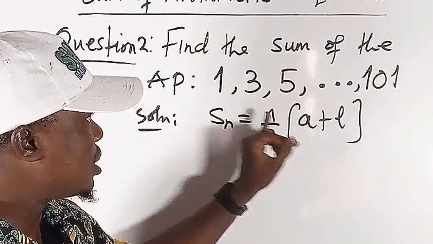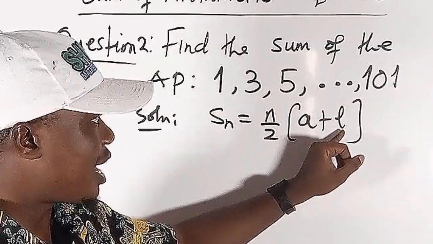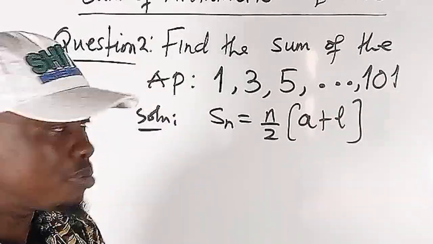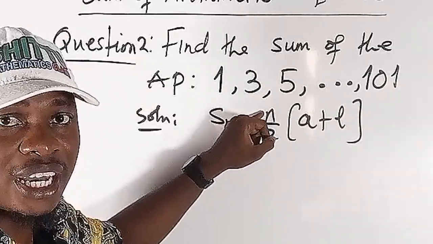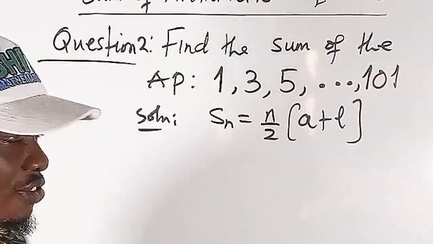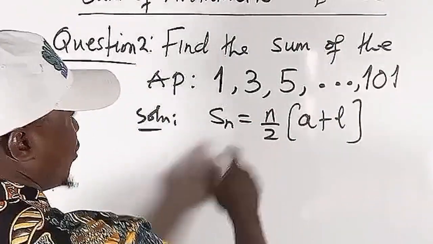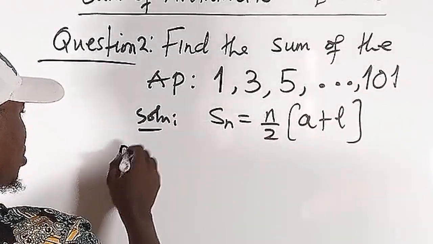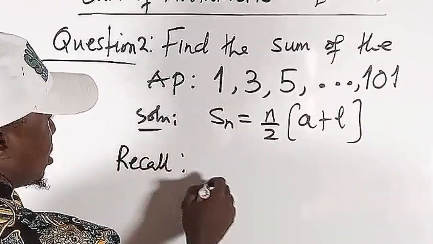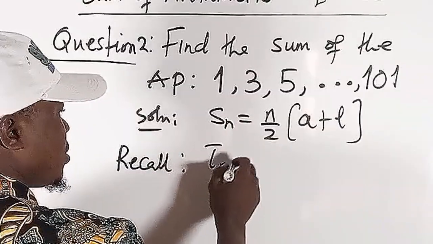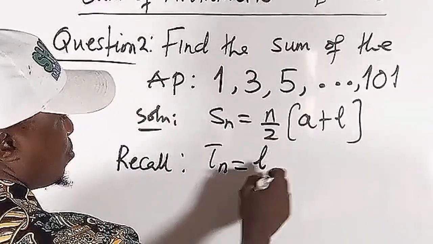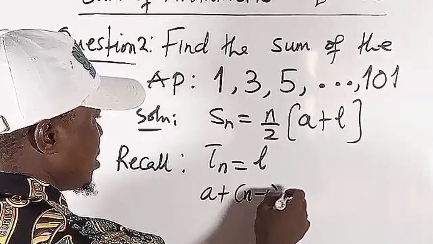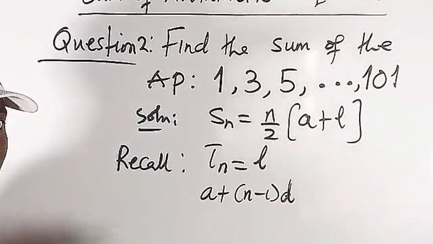So we know our A already. We know our L, which is the last term, to be 101. But the main problem is our N. We don't know the N. So we first of all look for the value of N. Now, to get the value of N here, since this is an arithmetic sequence, you need to recall that we have Tn, which is L, being the same thing as A plus N minus 1 times D. If you remember, that is how you get the number of terms.